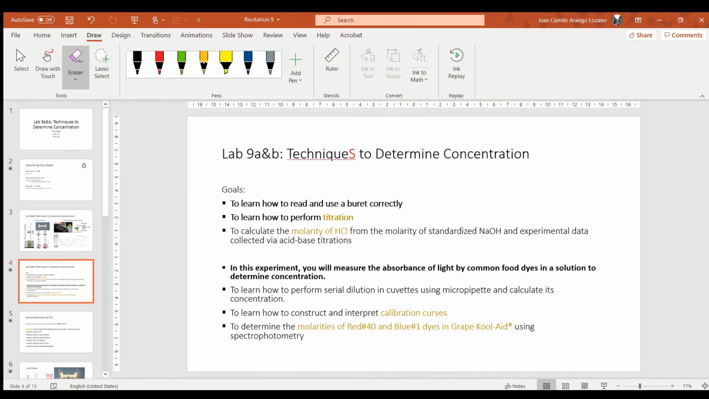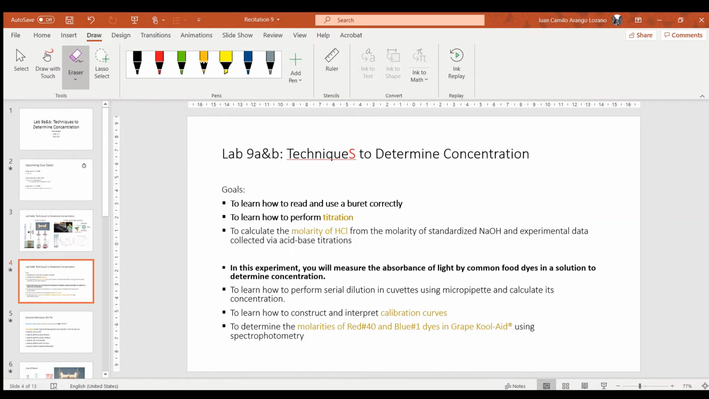Very briefly, the techniques to determine concentration and the main goals are to learn how to read and use the burette correctly. This instrument is quite useful for analytical chemistry, so we will be showing you how to use it. Next, learn how to perform a titration, and then starting from that titration, calculate the molarity of a hydrochloric acid solution of unknown concentration, starting from a known concentration of a solution of sodium hydroxide. And that's basically the idea. That's the reason why you have to do a titration.